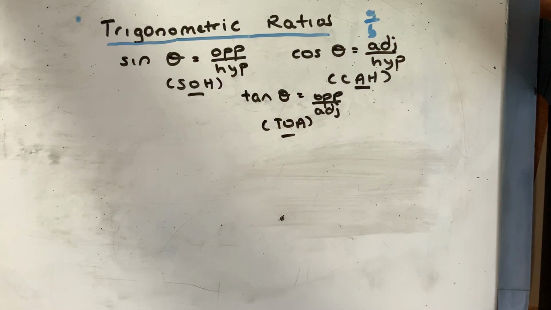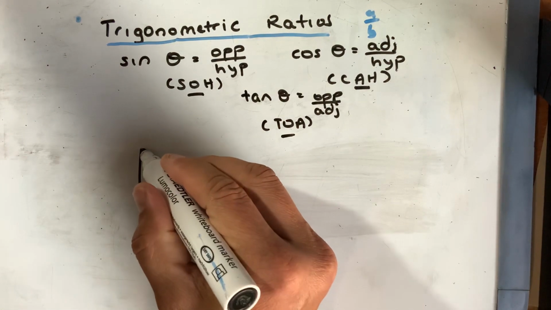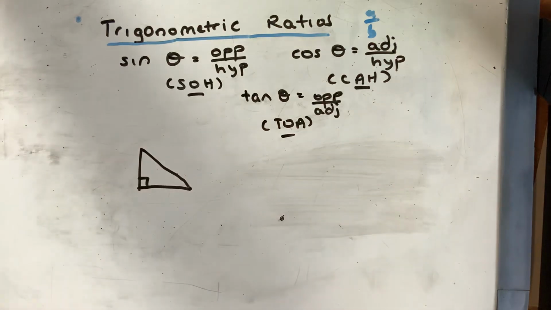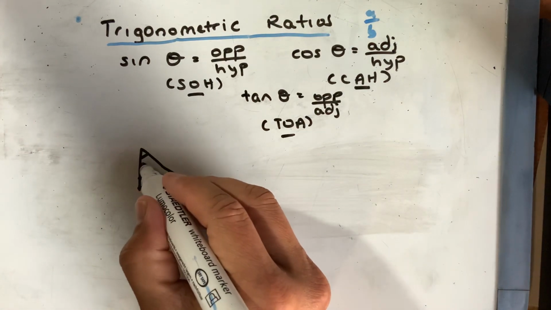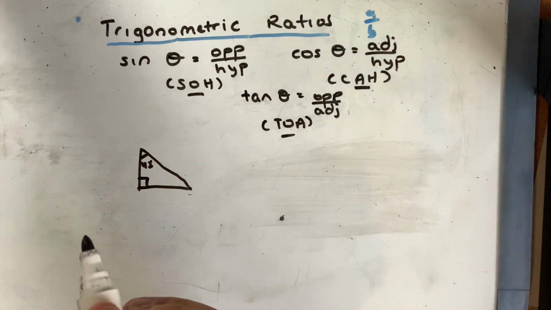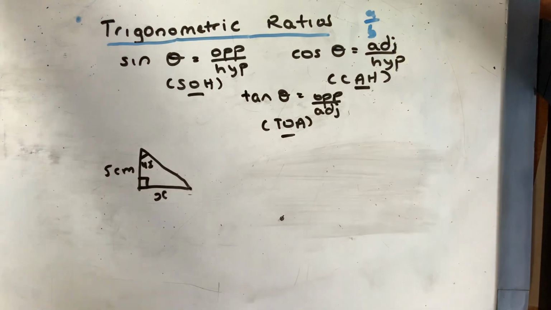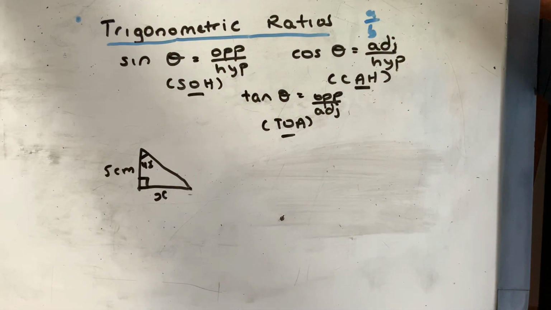Now, second example, we have a similar triangle. This time, this is 90 degrees here, and suppose this is 42 degrees, and the length here is 5 cm, and you want to find the length x. So what do you do? The first thing, you need to label them.